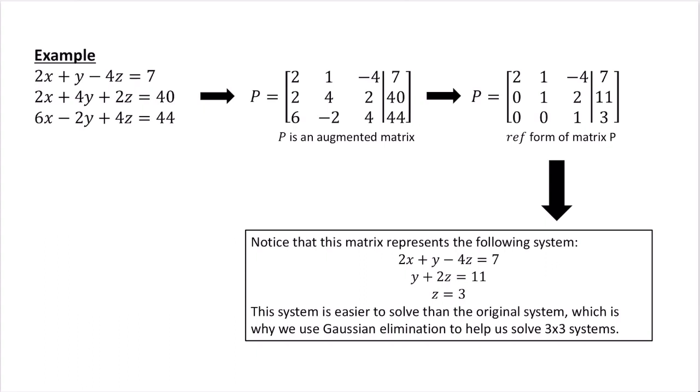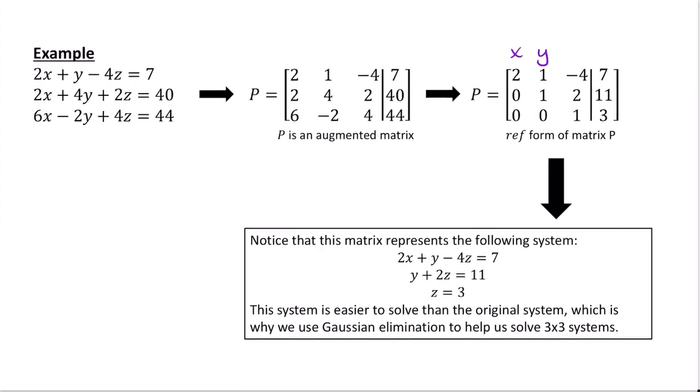So if I go backwards here, I have my matrix in row echelon form, and if I write this out as a system of equations, remember column 1 represents the coefficients of x, column 2 will represent the coefficients of y, and column 3 tells us all the coefficients of z. So now let's think about how we'd write out these equations. Row 1 tells us we have the equation 2x plus y minus 4z equals 7, which we've written here.